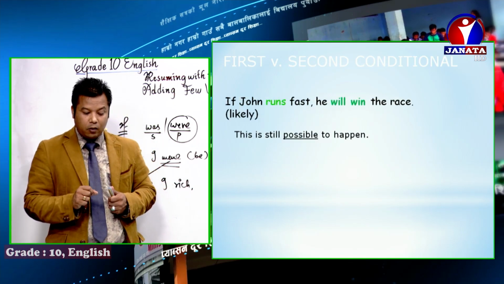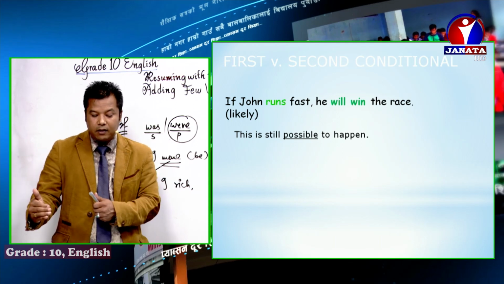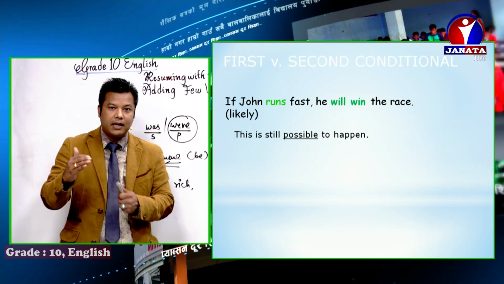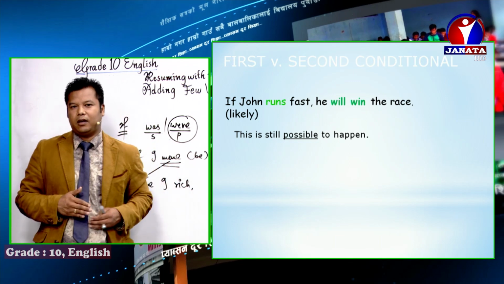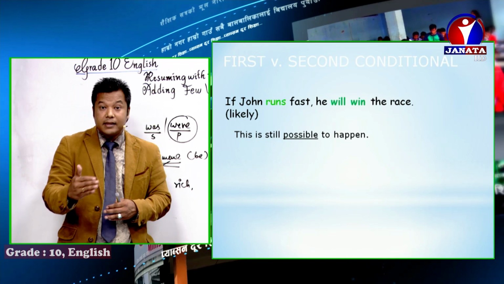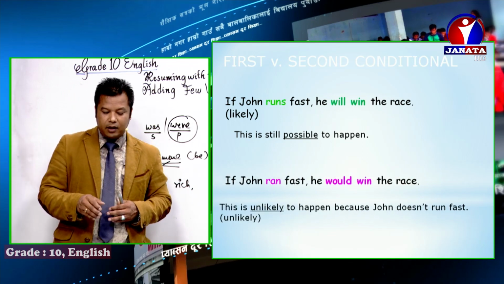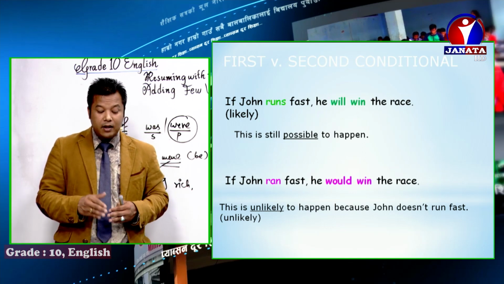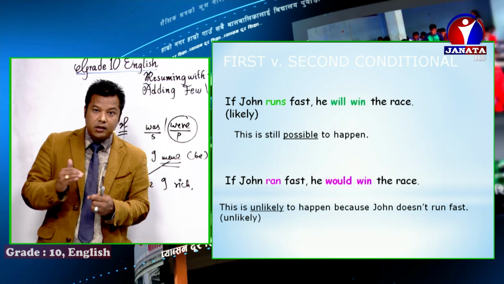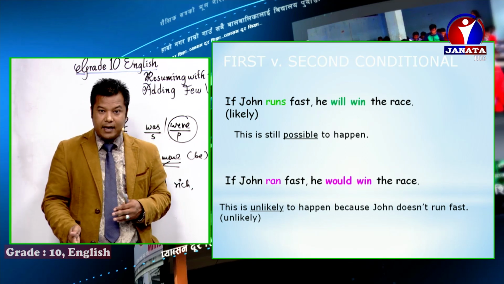Now, let us study the first and the second conditional and compare them. See the example with the first conditional, type 1. If John runs fast, he will win the race. This is likely because the action can still take place in our near future. A moment after, or maybe an hour later, this is still possible. But see the second example. If John ran, when I change runs into the past tense ran and use type 2, if John ran fast, he would win the race. What does it mean? This is unlikely to happen because John does not run fast.